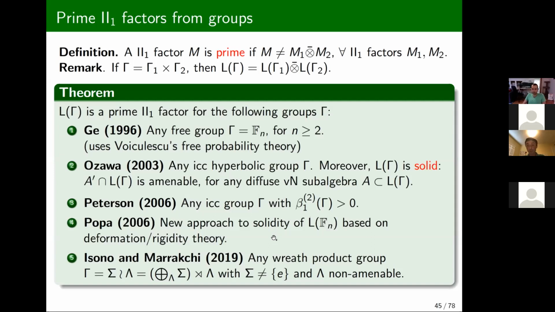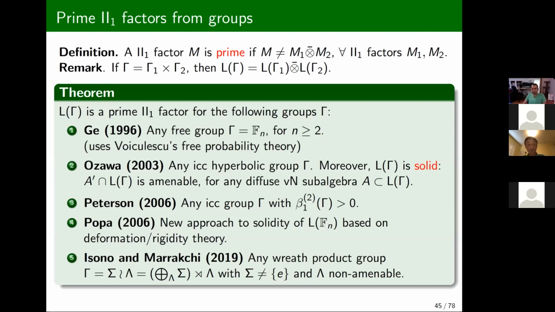So they proved that if you look at any reduced product group, Gamma, which is the reduced product of Sigma with Lambda, so this is defined as you look at the infinite direct sum of copies of Sigma indexed over the group Lambda. Lambda acts on the index set Lambda by left translation, so you can form the semi-direct product, and that is the reduced product of Sigma with Lambda. Isono and Marrakchi proved that L of Gamma is prime whenever Sigma is a non-trivial group and Lambda is non-amenable.